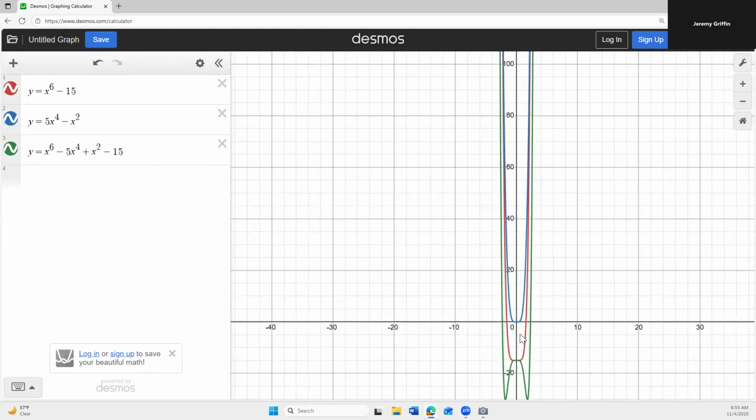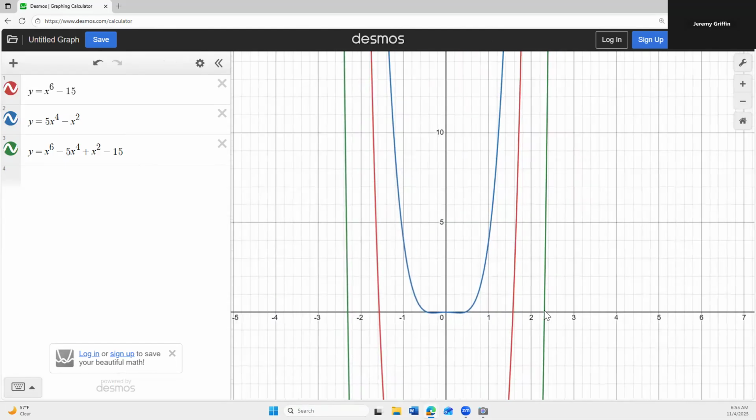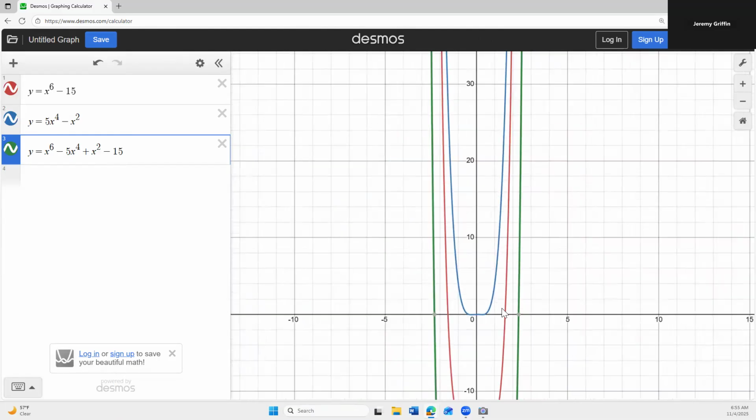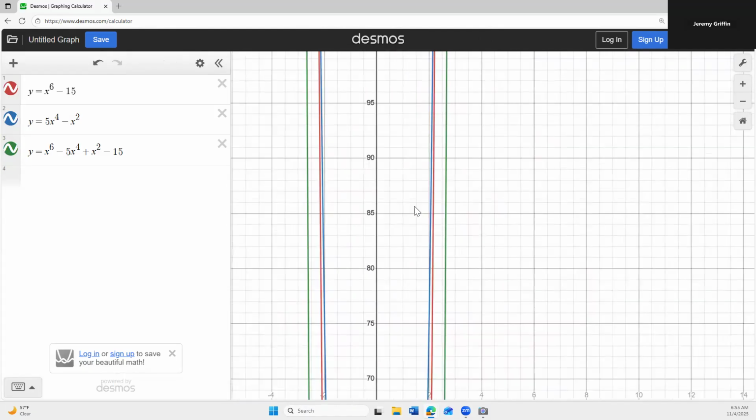It's just wherever the green crosses the x-axis, which looks like right here. So this would be about 2.3, and to here at negative 2.3. Okay, so 2.3, negative 2.3. Now, can I confirm that up here?